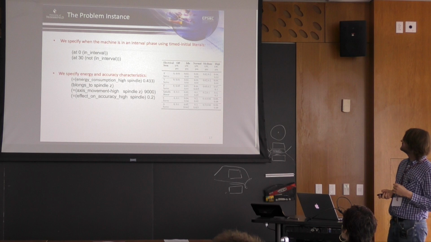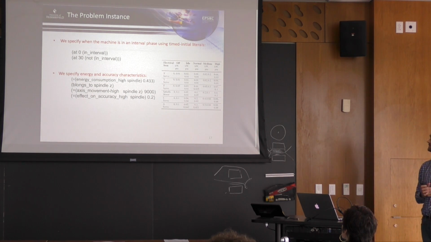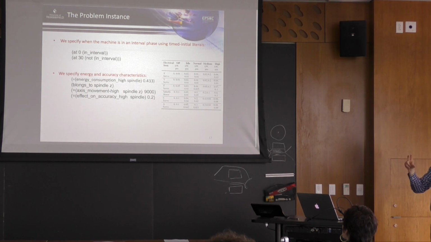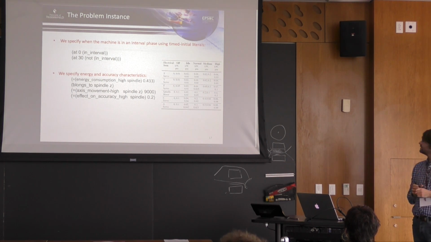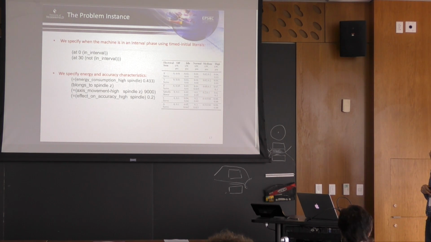So what we also do is we have some timed initial literals which give us the bounds of the actual interval. So we can say, okay, we know we've got a 30-minute period where the machine's going to be inactive, and that's where we want to plan for. So we can give the planner the challenge of selecting the actions between that. All the information is coming in from doing some analysis of the machine.